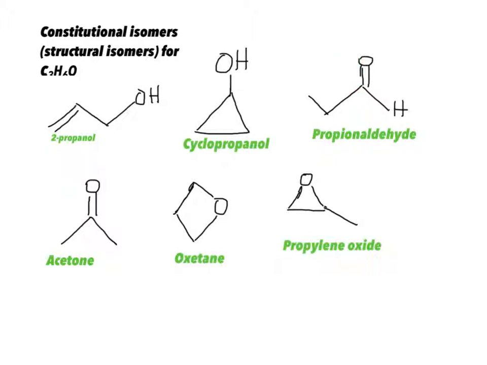Again, you'll note that acetone has 1, 2, 3 carbon atoms, 1 oxygen, and 6 hydrogens. Again, the oxetane has 1, 2, 3 carbons, 1 oxygen, and 6 hydrogens. The propylene oxide has 1, 2, 3 carbons, 6 hydrogens, and 1 oxygen.